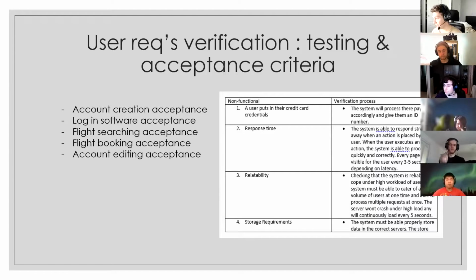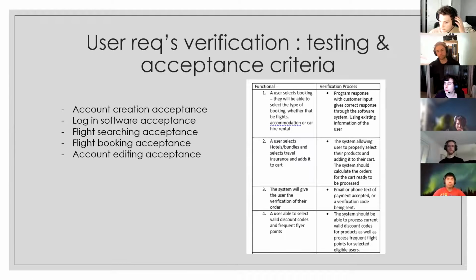Reliability: the verification process of reliability is checking that the system is reliable and can cope under high workloads of users. The system must be able to cater for a high volume of users at one time and able to process multiple requests at once. The server won't crash under high workload and will consistently load every 5 seconds. Lastly, storage requirements: the system must be able to properly store data in the correct servers.